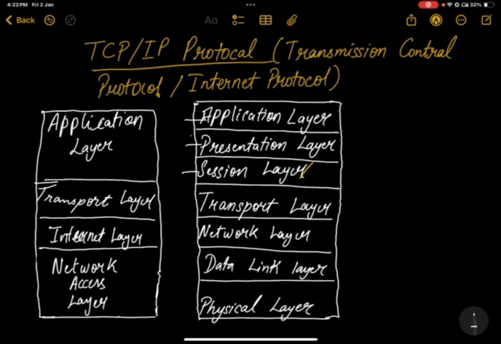Now, the next layer is the network access layer. This layer corresponds to the data link layer and the physical layer of the OSI model. It handles hardware addressing, framing, and physical transmission of data over the network. So the key difference would be that the OSI model is a conceptual framework used for understanding, whereas the TCP/IP model is a practical model used for real world network communication.